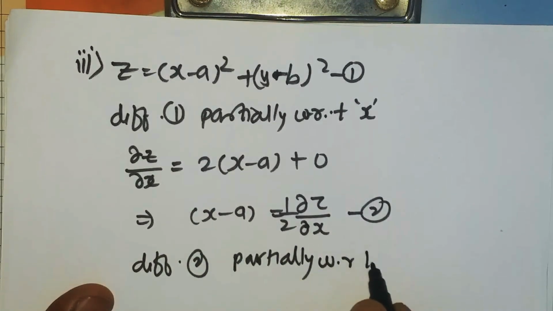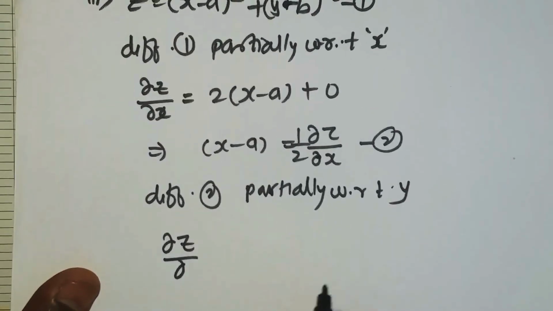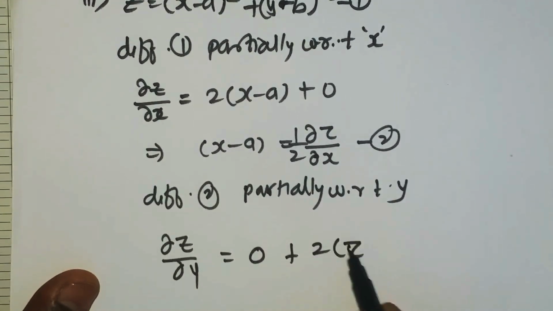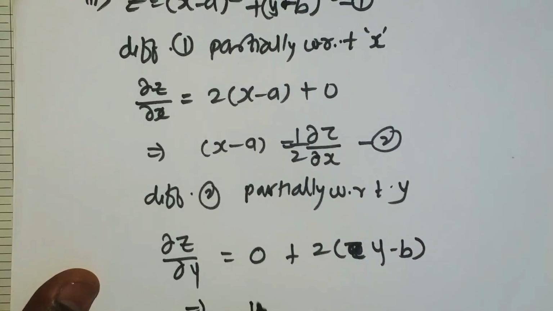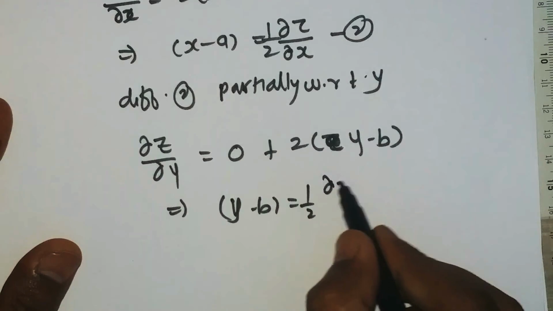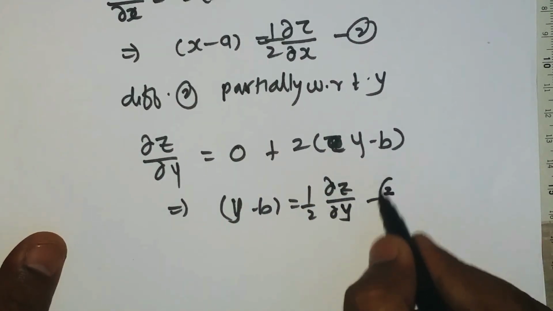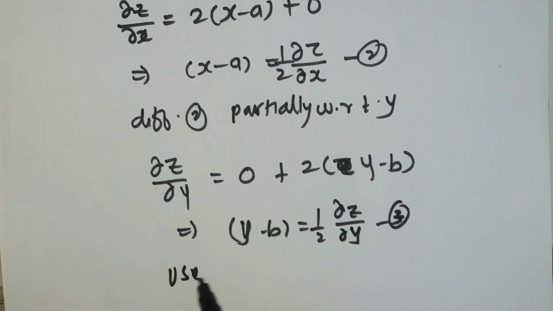Now, as the second step, differentiate equation 1 partially with respect to y. So what will we get? On the left-hand side we will get del z by del y. On the right-hand side, the first derivative will be 0, and the second derivative will be 2 times (y minus b). Again from this we'll get the value of y minus b as half times del z by del y after cross multiplying. So we have the values of x minus a and y minus b. Now use 2 and 3 in 1.